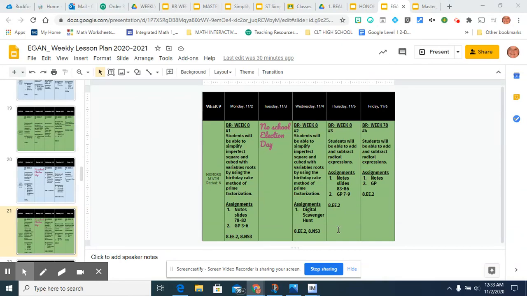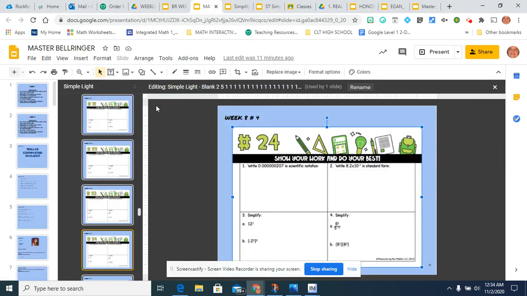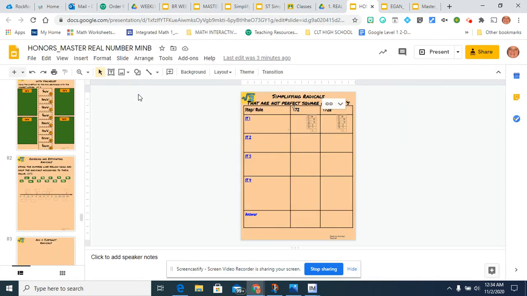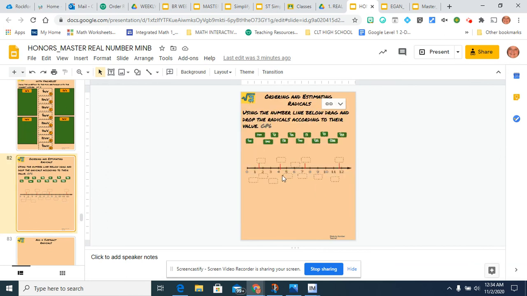Okay, today we're going to talk about simplifying non-perfect radicals. So in your master copy, digital notebook, we're going to be starting on slide 78, that looks like this, and proceeding down to slide 82, which looks like this. But first, we're going to take our notes in our spiral notebook.